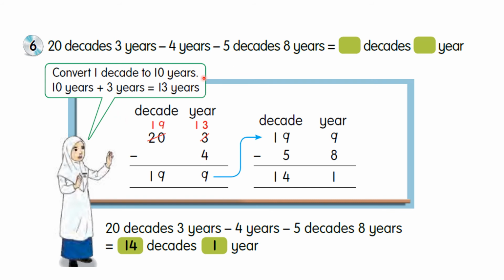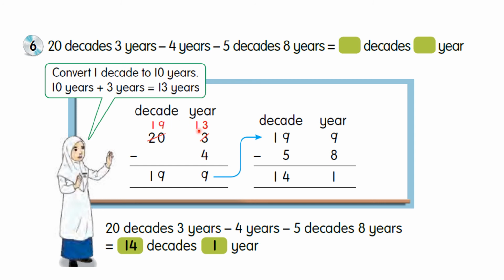Okay? Now we take the question and write it like this. Write decade, year. 20 decades, 3 years, and then 4 years. Here we don't have anything. No decade, so don't need to write anything. So 3 cannot minus 4, so we borrow from the decade. If we borrow 1 decade to year, it becomes 10 because 1 decade equals 10 years. Then 10 plus 3 you get 13. Then 13 minus 4 you get 9.